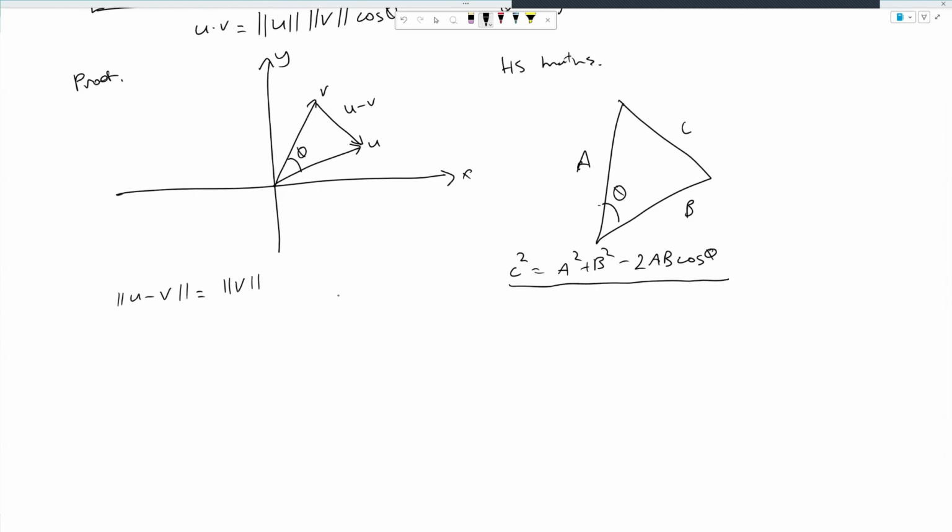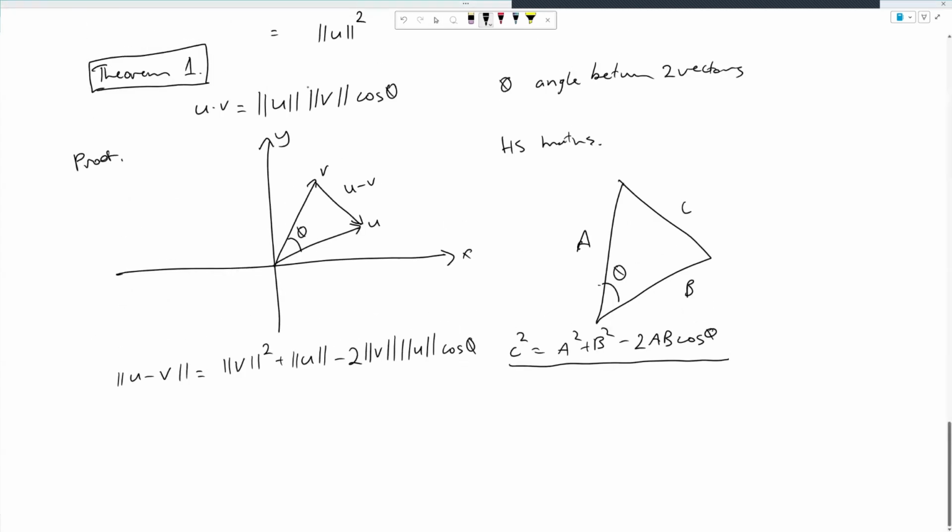Okay. And then squared plus the length of b, which in this case is the length of u, minus 2 length of v, and then length of u cosine theta. Cool. All right. So what we'll do now then is let's prove that this is true. Okay. That's what we're required to prove right now.